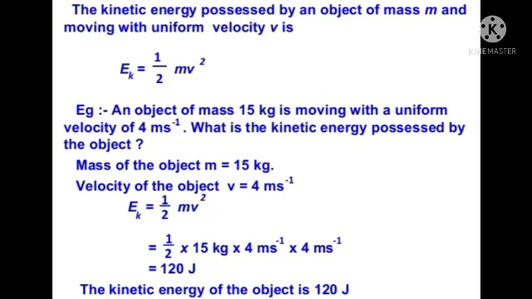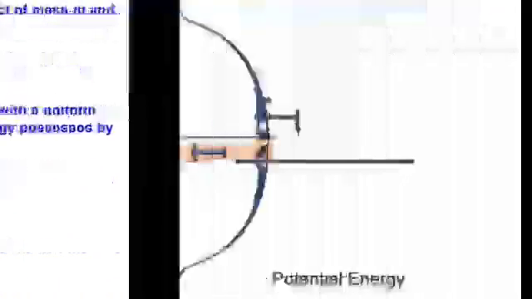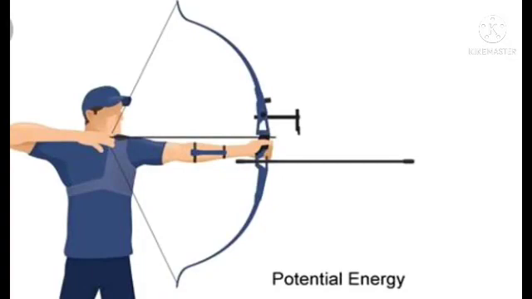Mass of the object m is equal to 15 kg. Velocity of the object v is equal to 4 meter per second. Kinetic energy, we have the formula. Substituting the values, we get the answer 120 joules. The kinetic energy of the object is 120 joules. Next subtopic is potential energy.